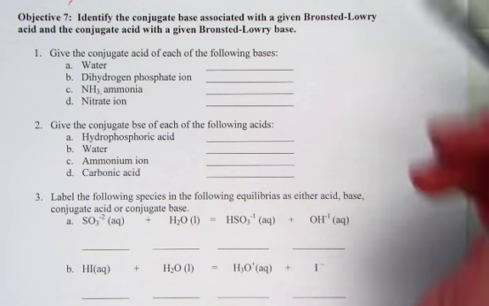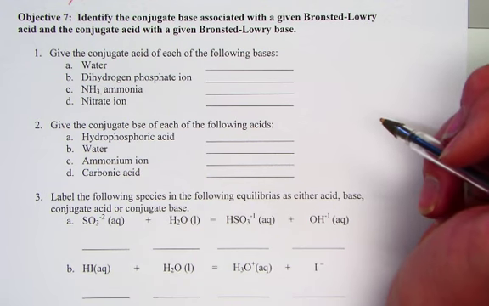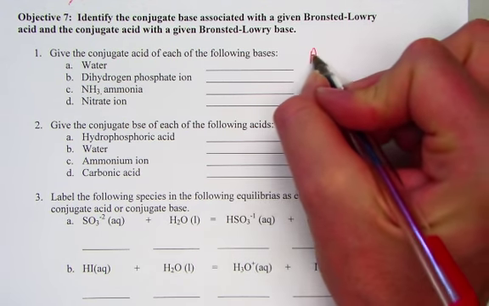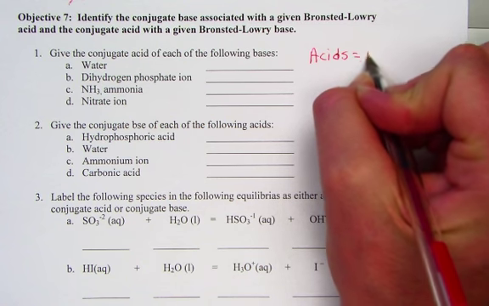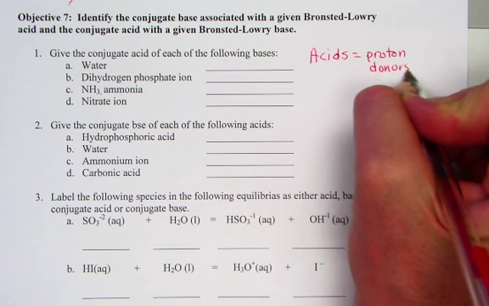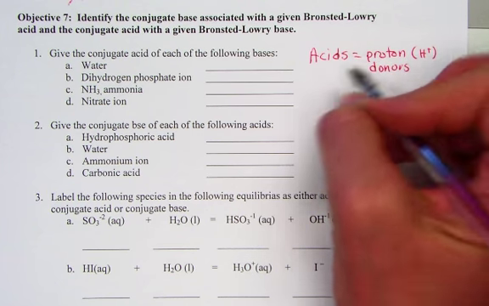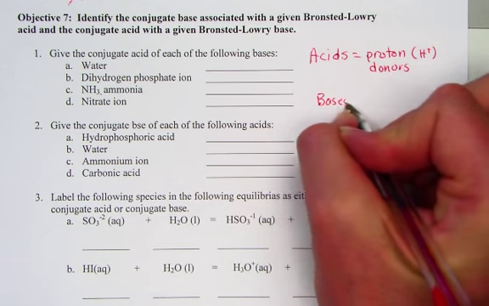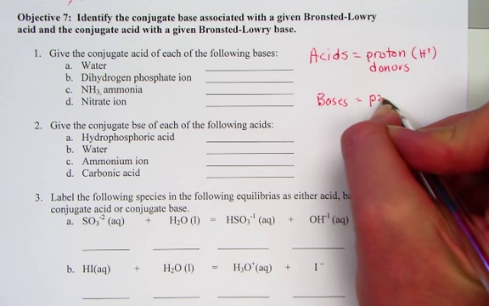Objective 7 deals with the Bronsted-Lowry theory of conjugate pairs. Bronsted-Lowry identifies acids as proton donors, and protons are the same thing as hydrogen ions. Bronsted-Lowry defines a base to be a proton acceptor.